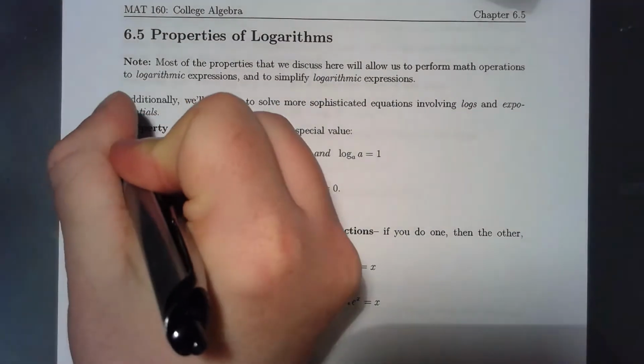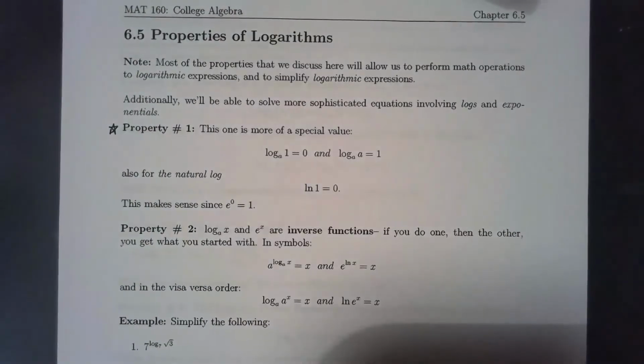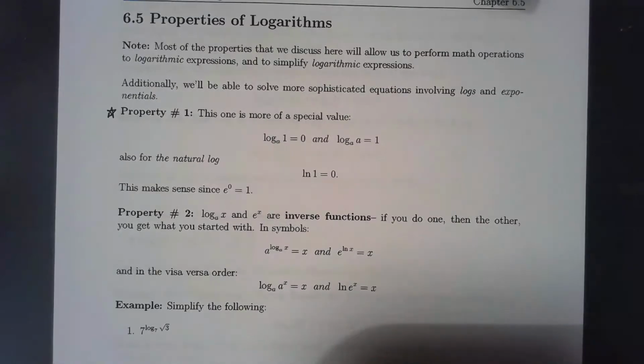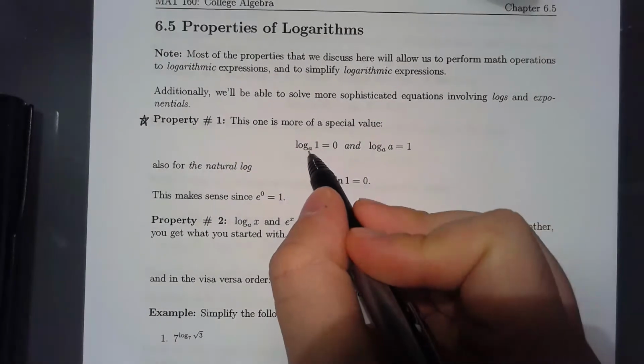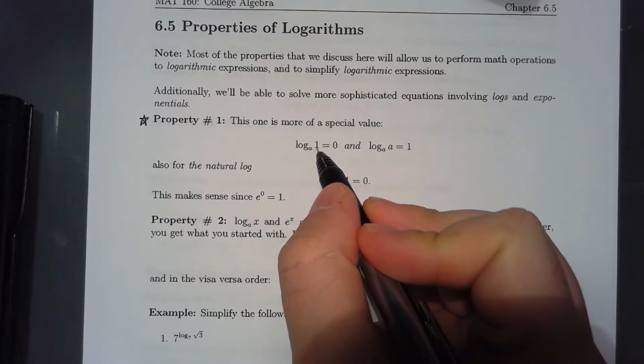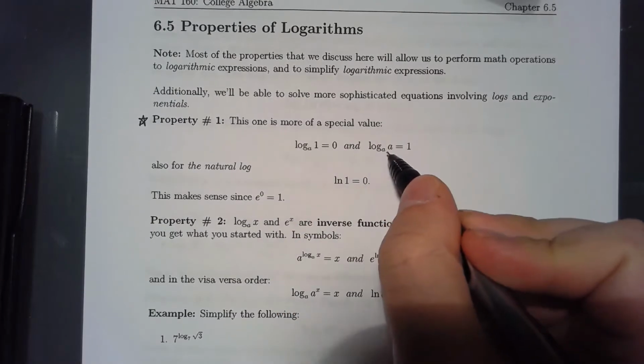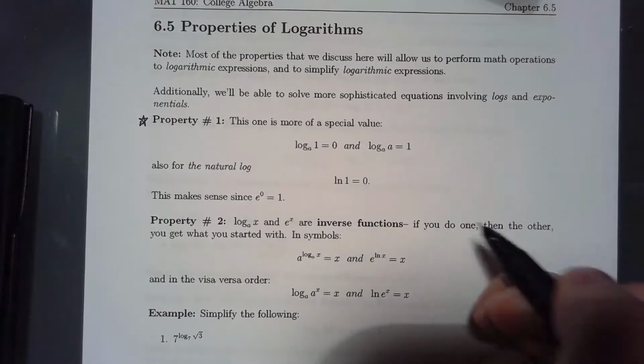So, some of these properties are more just general statements, really, but I'll highlight the big properties that show up a lot, or the ones that are, I should say, most important. But this one's more of a special value than a property, really. And all this property says right here is if you have a log of base a of 1, you're going to get 0. Or if you have a log of base a of itself, you're going to get 1.